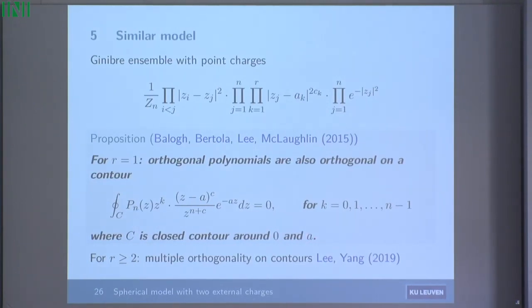So A is a positive number, and where the singularity is located here, and this Pn times a lower degree monomial times this analytic weight function now is 0, right? If you integrate over a contour.